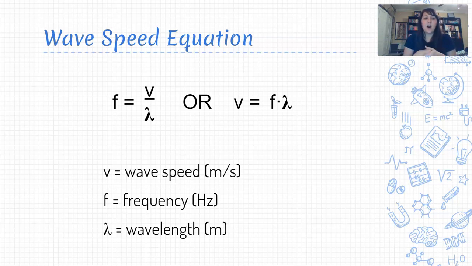All right, so V represents the speed of the wave in meters per second, just like any other speed we've talked about. F represents the frequency in hertz, and wavelength is represented by this funny little Greek letter, which is a lowercase lambda. So we've got this little lambda representing wavelength in meters.